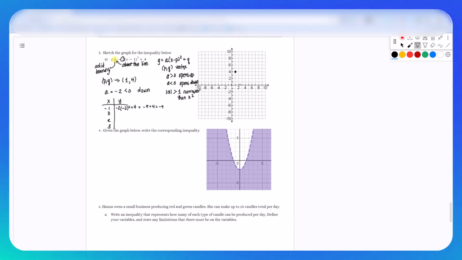When we put 0 in, we get 2. I won't do the calculations. When we put 2 in, we get 2. And when we put 3 in, we get -4. So plotting these points, 0 and 2, 2 and 2, -1 and -4, and then 3 and -4. So this is going to be our boundary line. So let's draw that in. So now there's the line.